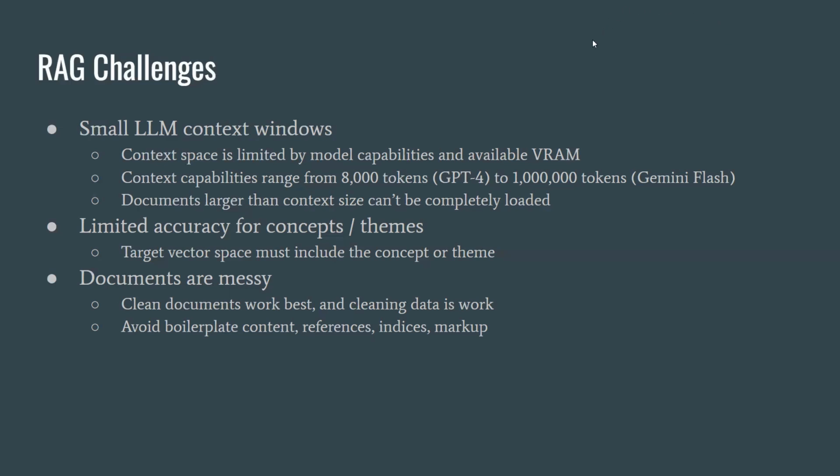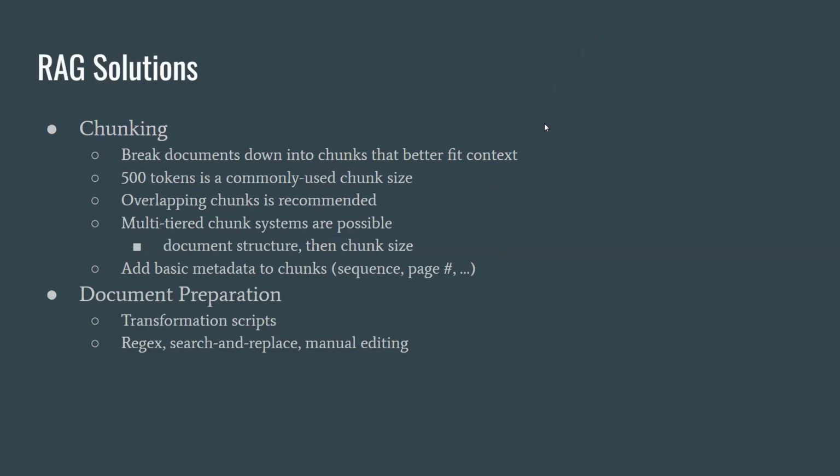These are all really important limitations of retrieval-augmented generation. So there are some solutions for this. The main approach for solving the context problem is chunking. So by chunking, what we're doing is we're breaking a document down into pieces so that the relevant pieces of the document can be retrieved for context rather than the whole thing. 500 tokens is a commonly used chunk size, and overlapping chunks is something that is recommended.